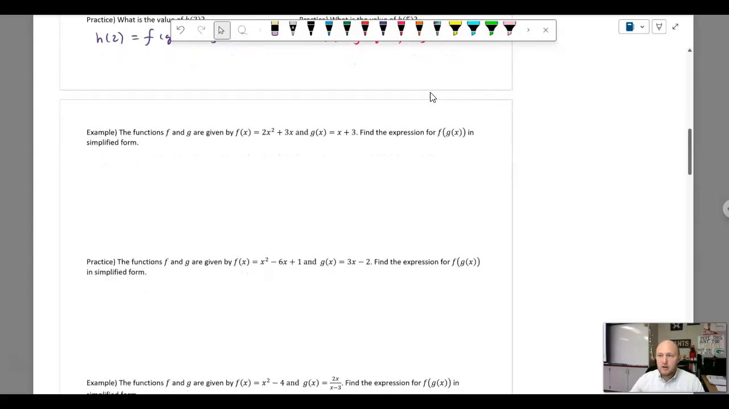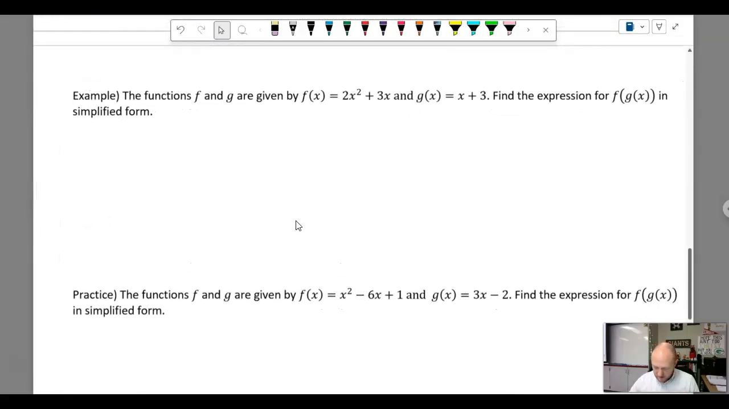All right, now let's talk about composing 2 functions within each other. Example, the functions f and g are given by f of x equals 2x squared plus 3x and g of x equals x plus 3. Find the expression for f of g of x in simplified form.